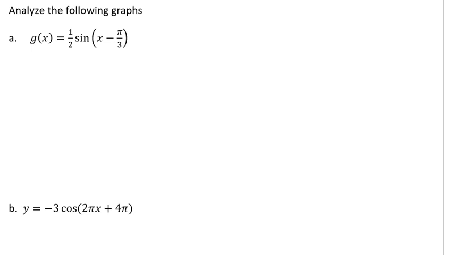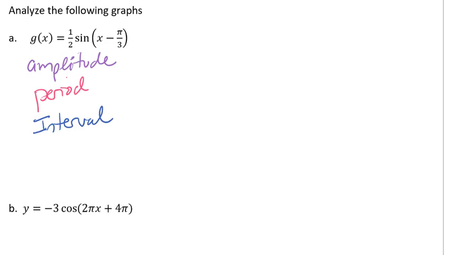In this video, we're going to be analyzing sine and cosine graphs. In our first example, we have g of x equals 1/2 of the sine of x minus pi over 3. What does it mean to analyze a graph? Well, if we're going to be analyzing our graph, we're going to need to know the amplitude, the period, the interval, and the 5 key points. So let's go ahead and start looking at that now.